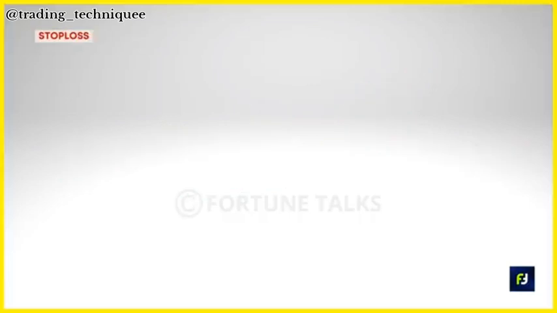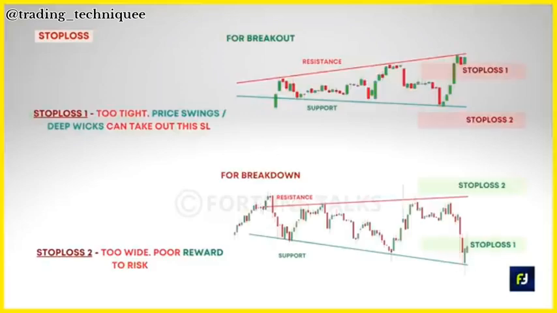Now talking about stop losses, placing stop losses for this pattern is actually a hard task. If you were to go by the general idea of placing the stop loss, it can be set below the top resistance line or below the lower support line in case of a bullish breakout, and on the other hand, a stop loss could be placed above the lower support line or above the upper trend line resistance for a bearish breakdown. But think about it. One of the stop loss is too tight and any price swing with long wicks can take out your stop loss, while the other stop loss is too wide, which will give you a poor risk to reward. So what will we do?